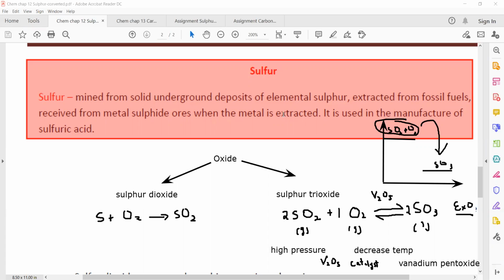Look how the pressure affects the position of the equilibrium. As you can see, if we have a container, we have two molecules of sulfur dioxide and one molecule of oxygen, and this will result in a formation of three molecules of sulfur trioxide.